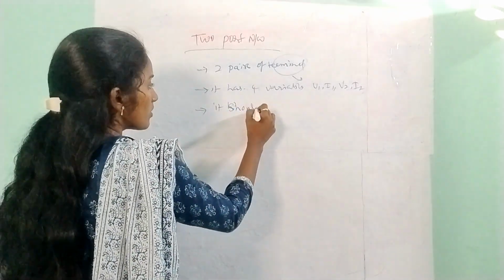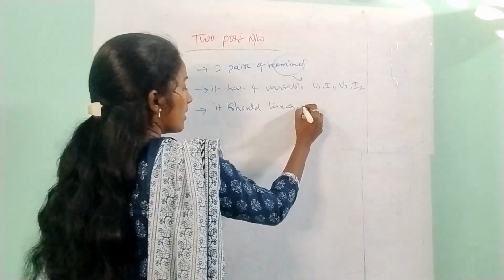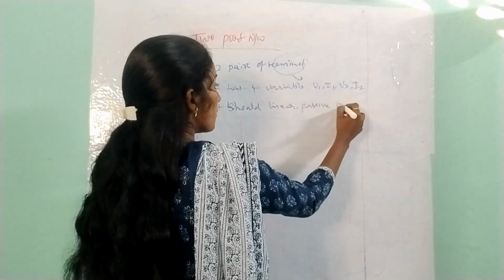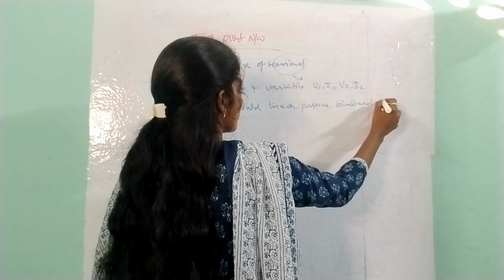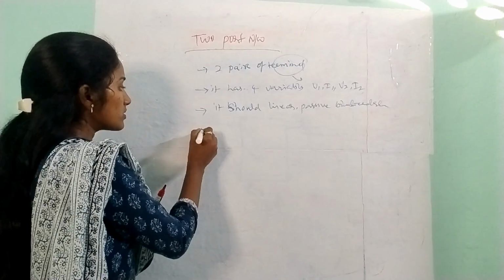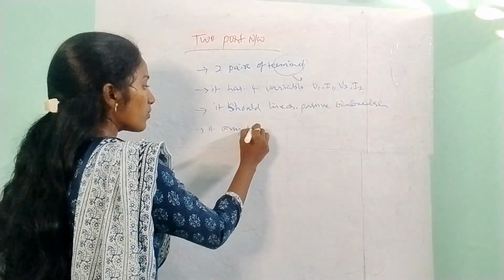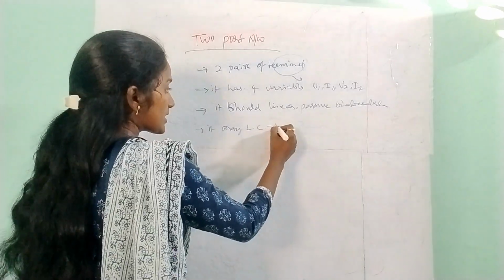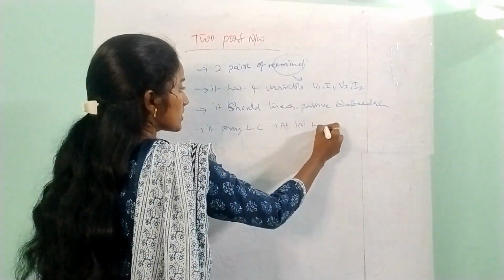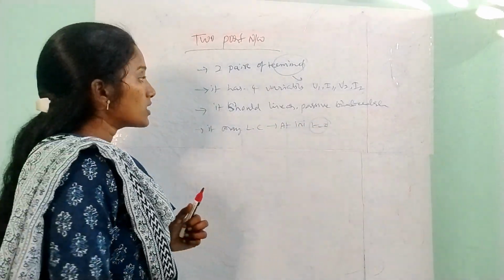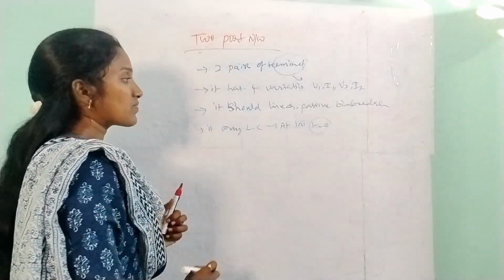it should have linear, passive, bilateral elements. Okay, there is another condition: it may have LNC storage elements, but the initial conditions of those are zeros. Okay, so how do we represent the 2-port network currently?